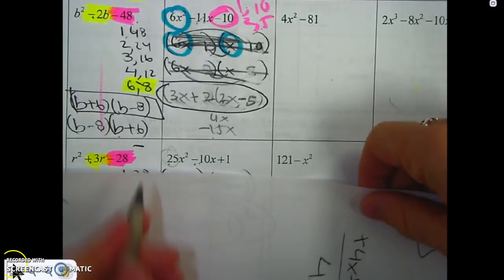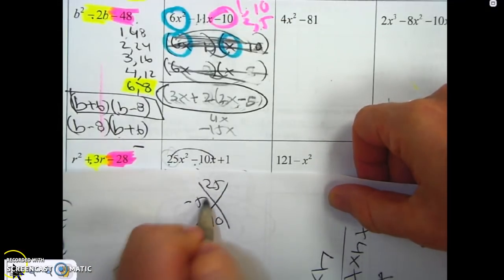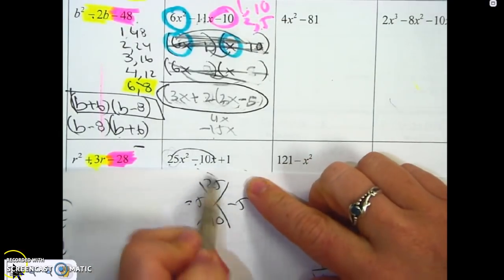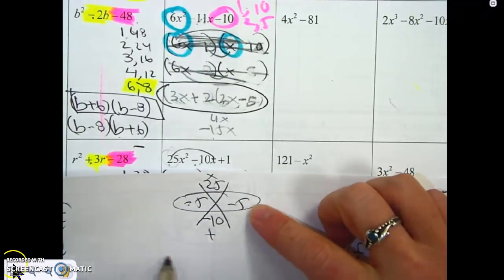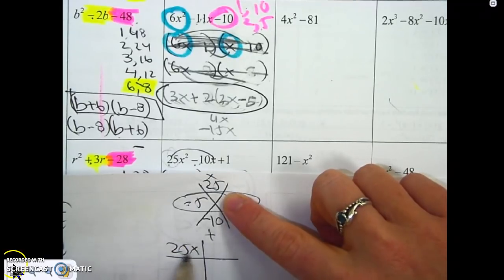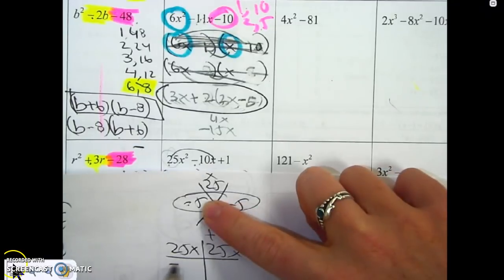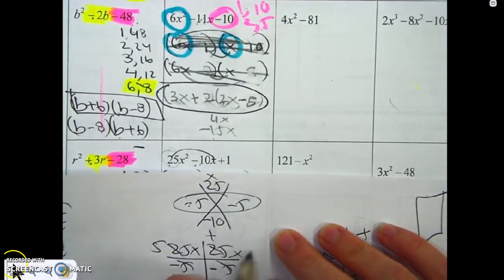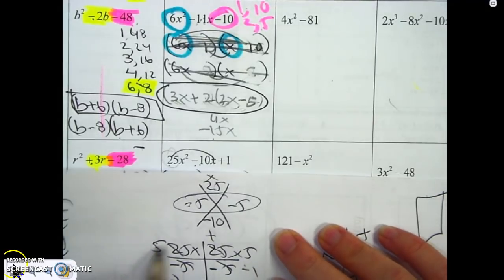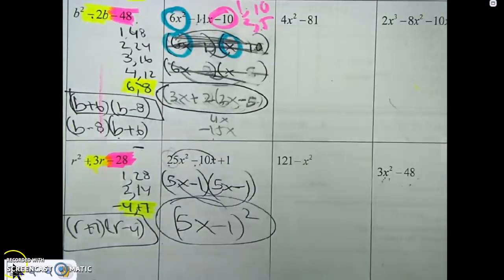Again, if you want to do your magic x, you would do this. 25, negative 10, negative 5 and negative 5, two numbers that multiply to get 25, add to 10. And then you would go your magic t, 25x, negative 5, negative 5. Then you would divide by 5. And then you get 5x minus 1, 5x minus 1, which is the same thing I got. I don't care. All right, let's go to the next one.